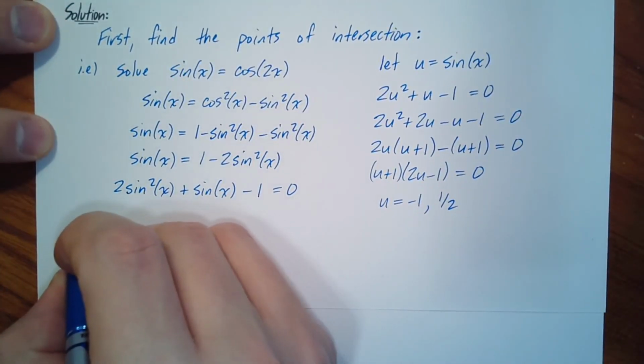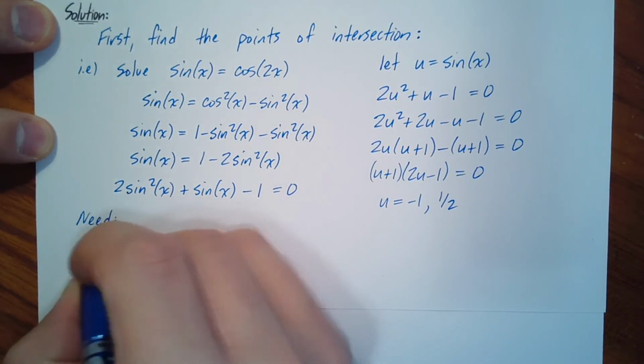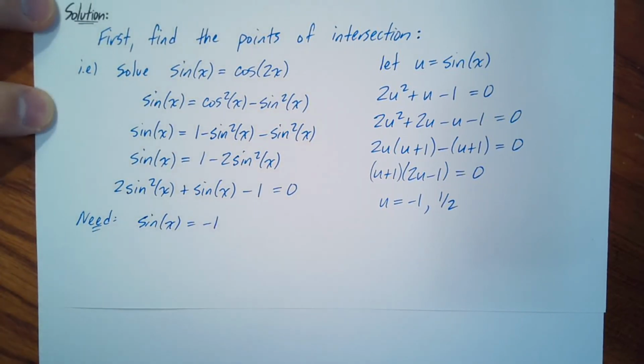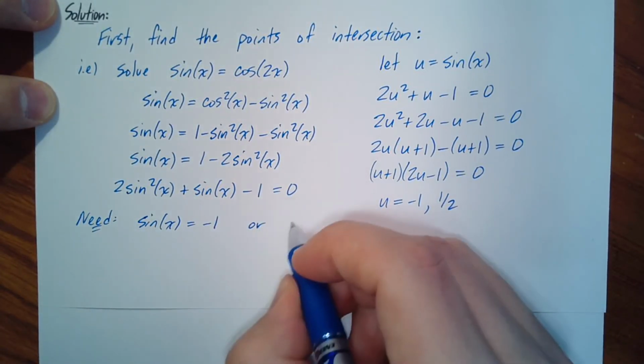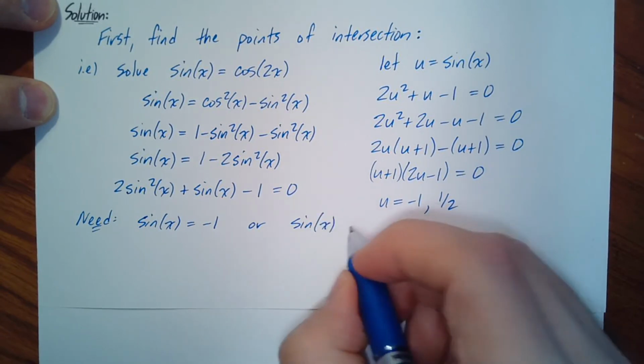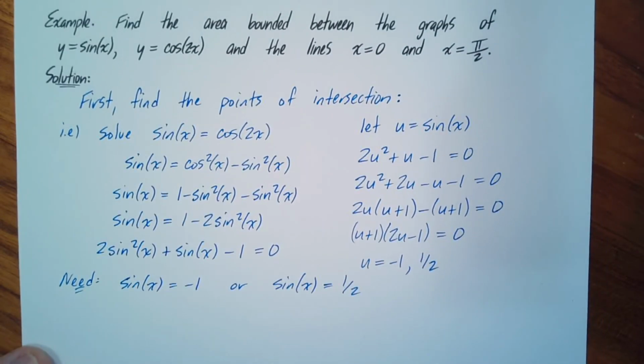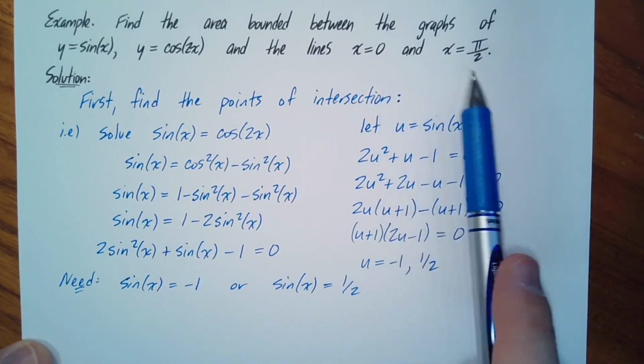So, just going to summarize where we're at, we need sine of x is equal to negative 1, or sine of x is equal to a half. And remember, both of those two equations have infinitely many solutions, right? Because sine of x oscillates back and forth between positive 1 and negative 1. So both of these equations, if you just look at them out of context, have infinitely many solutions. But we're only interested in solutions that fall between 0 and pi over 2.